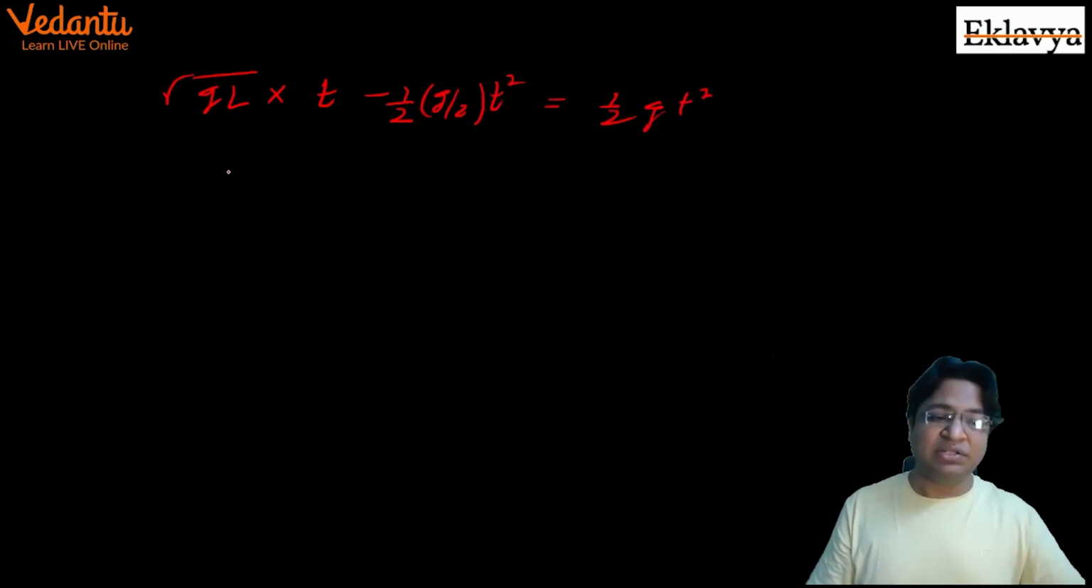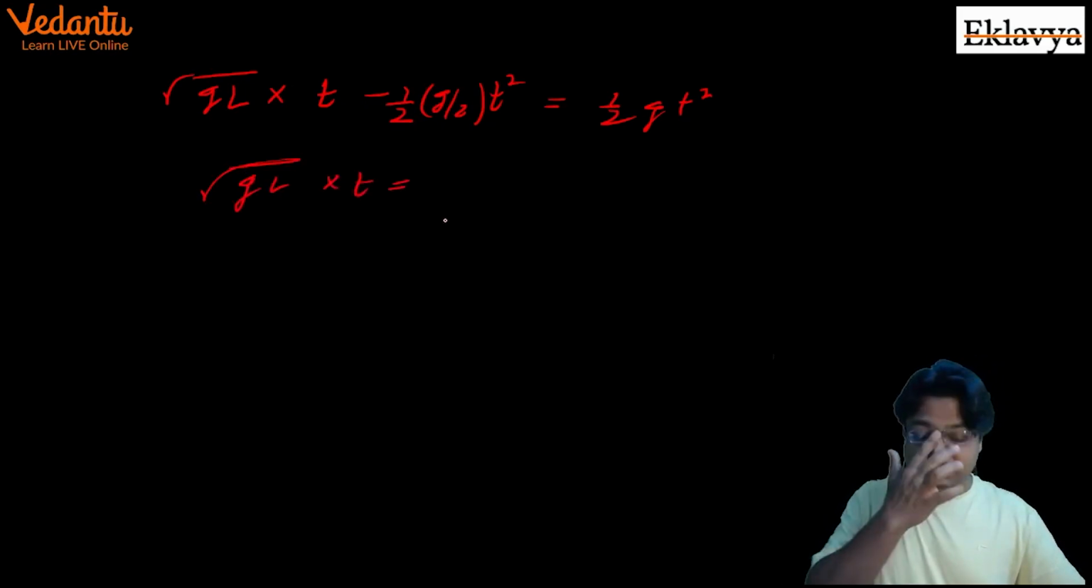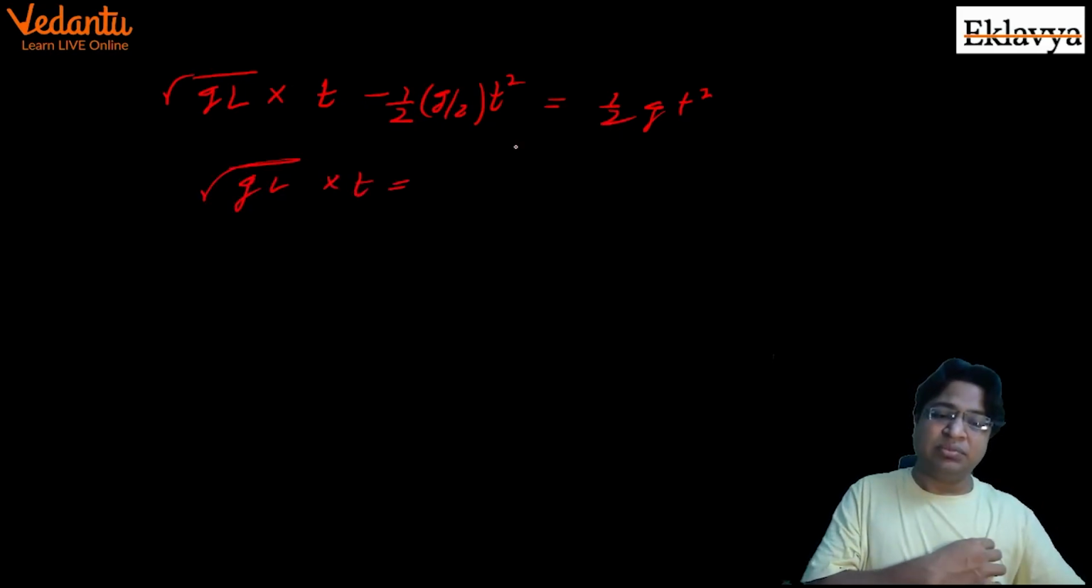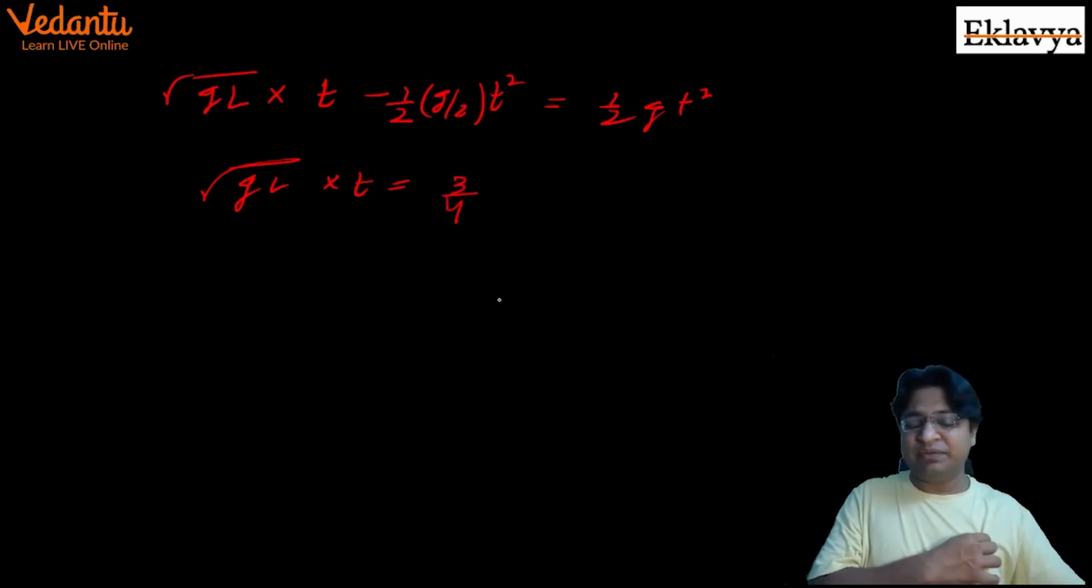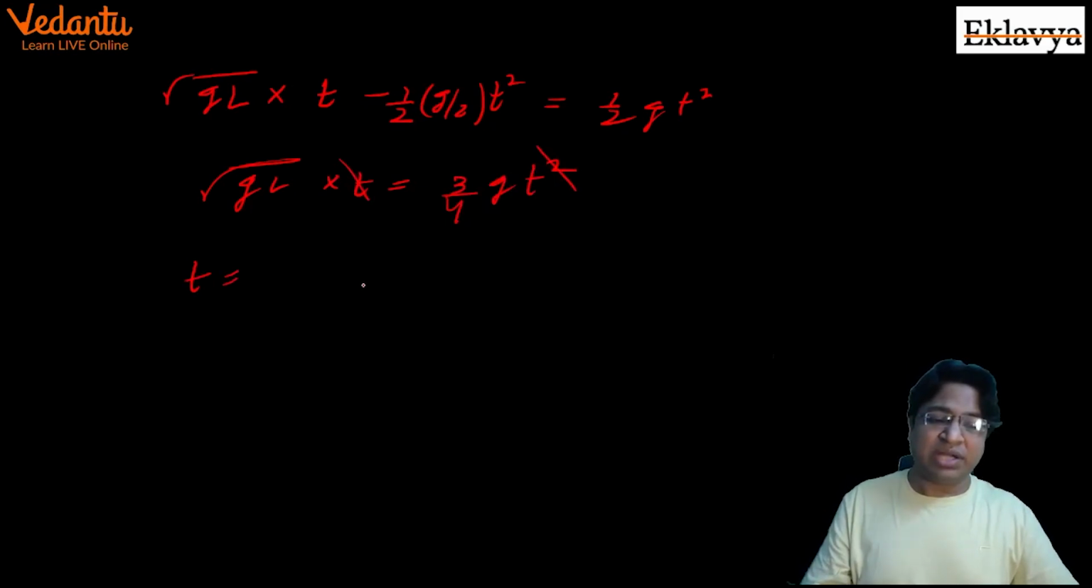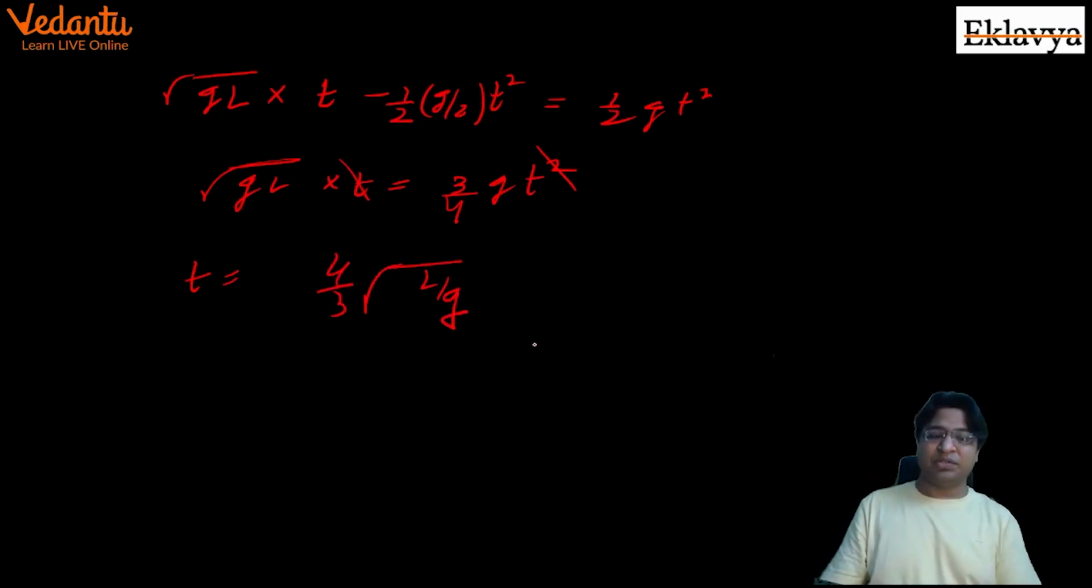Now if we solve this, we get root gL into t is equal to, 1 plus half is 3 by 2, so it becomes 3 by 4 g t square, and one t gets cancelled. So the time is actually 4 by 3 root of L by g. So this is the time.